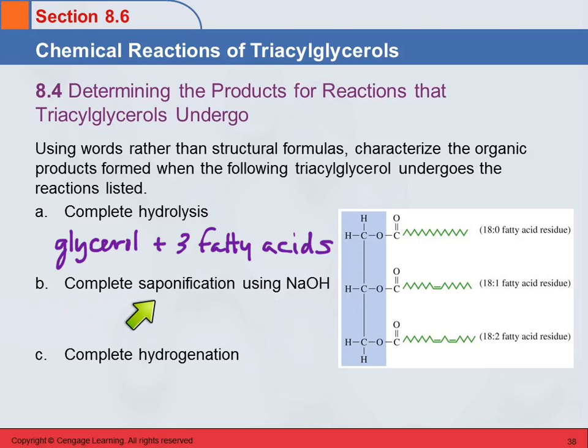So what if we do saponification using sodium hydroxide? We're going to get fatty acid salts, right? Because this complete saponification using sodium hydroxide is the same as hydrolysis, except it's in a basic environment. And these fatty acids in a base undergo an acid-base reaction and they form salt. So we will also get glycerol, but this time we'll get 3 fatty acid salts.